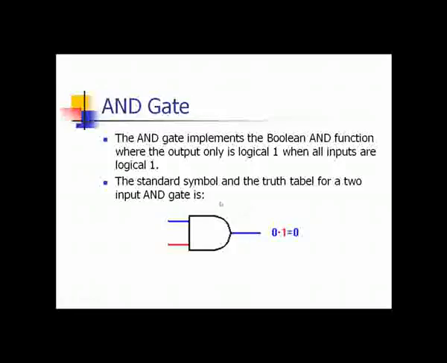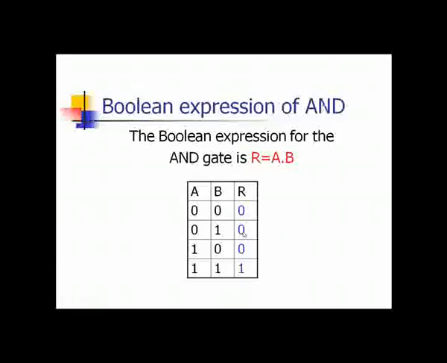AND gate is the implementation of the mathematical function called multiplication. Any input which is given to the AND gate is ANDed and the output is obtained across this terminal. This is the standard symbol of AND gate. It has two input terminals and one output terminal. Whatever inputs are given at these two terminals will be multiplied with each other and the corresponding output is expressed across this output terminal.